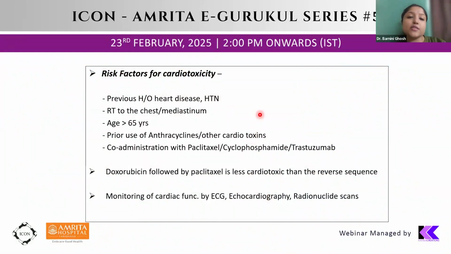Now, coming to the risk factors for cardiotoxicity. Who are the patients at high risk of cardiotoxicity from anthracyclines? Those aged more than 65 years, those who have a previous history of heart disease or hypertension, who have previously received radiation to the chest or mediastinum, who have prior history of anthracycline use or other cardiotoxins, where the drug is co-administered with paclitaxel, cyclophosphamide, or trastuzumab. It has been observed that doxorubicin followed by paclitaxel is less cardiotoxic than the reverse sequence.